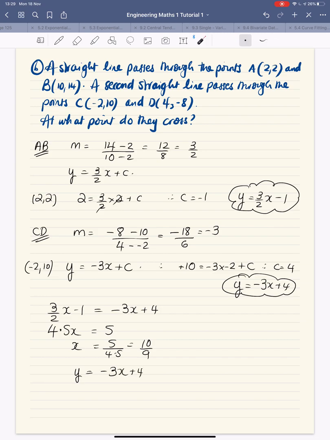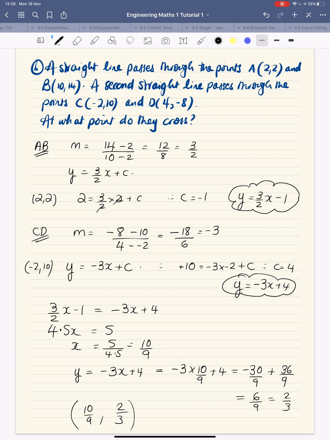I just pick either of these, but I was avoiding that extra fraction at the time being, which is minus 3 times 10 over 9 plus 4. So it's minus 30 over 9. And then 4 is 36 over 9. So it's 6 over 9, which is 2/3. So it's 10 ninths and 2/3.